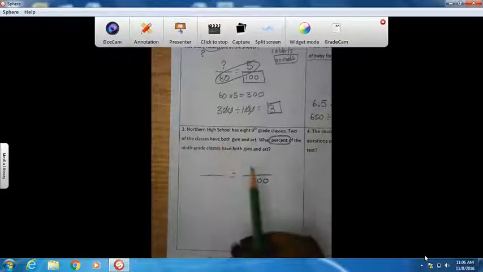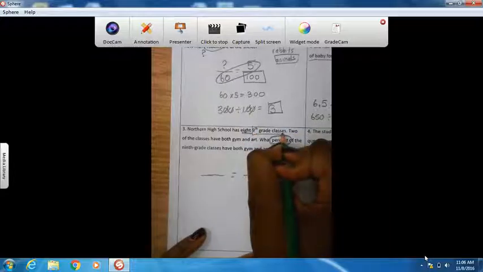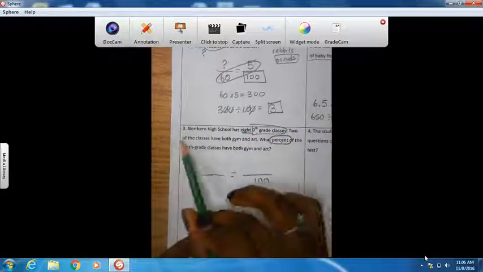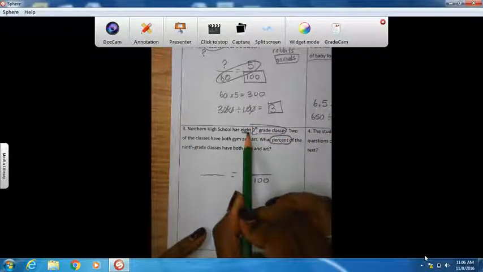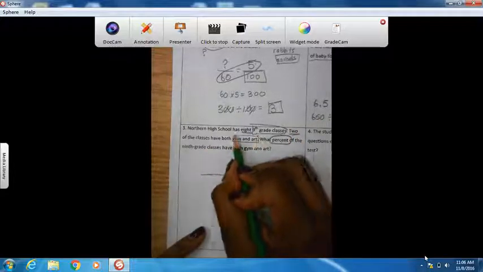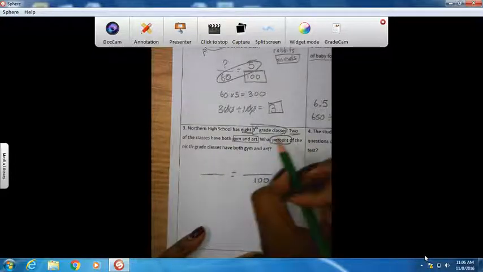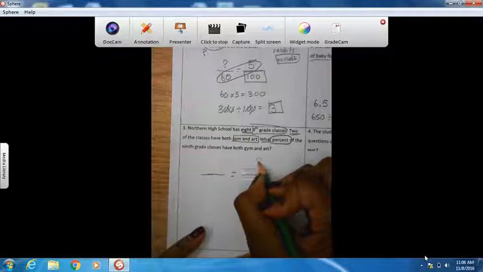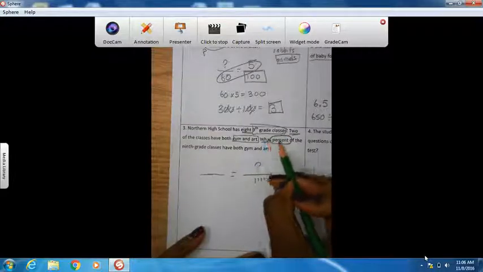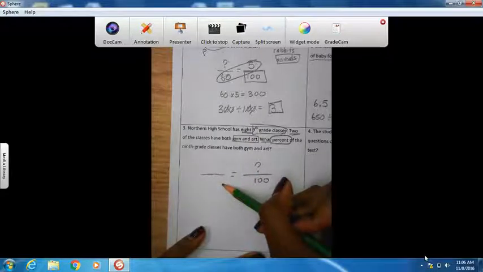Northern High School has 8 ninth grade classes. So we're talking about ninth grade classes. And 2 of the classes, so 2 of those 8 classes have both gym and art. What percent of the ninth grade class have both gym and art? So the what lets me know that I'm trying to find the percent. What percent? Well, let's go back to see what the part and the total would be.